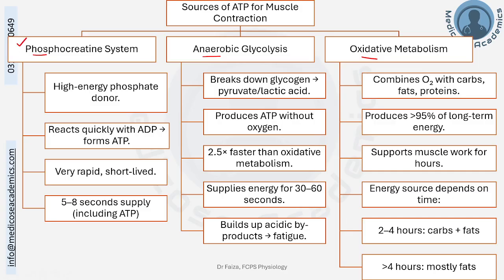Starting from the phosphocreatine system, it is a high energy phosphate donor like that of ATP. ATP has 3 phosphate bonds attached to it, with 2 high energy bonds, whereas phosphocreatine has 1 high energy phosphate bond attached to it, and it can quickly provide a lot of energy to convert ADP to ATP, but this is very rapid and short-lived. This can only provide energy to produce ATP for 5 to 8 seconds in the skeletal muscles.